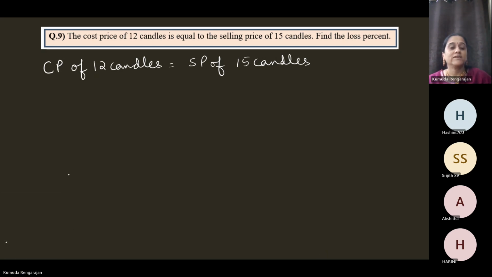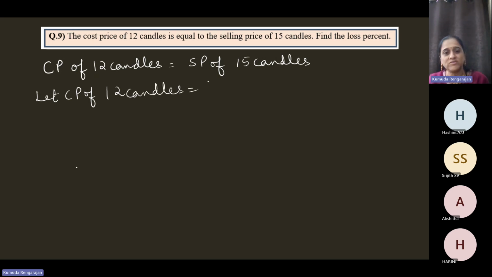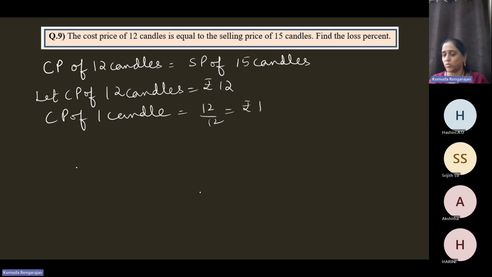So what's given? CP of 12 candles is equal to SP of 15 candles, correct? Now I said we should always start with the CP. So let CP of 12 candles be rupees 12. Slowly understand. So what is CP of one candle? 12 by 12, 1 rupee. Okay, now this is over. This is one part, this is over.